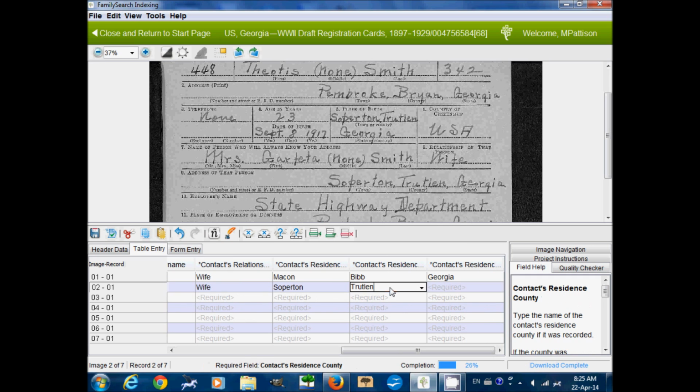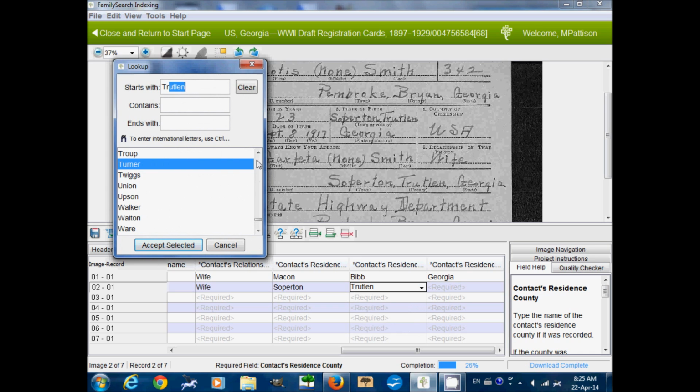Okay, the residence county, and I'm going to type in what it says here, Trutland, and now notice it turns red, which means that the system doesn't recognize it, and the system should recognize all of the Georgia counties. So let's go ahead and look it up and see what's happened. Why didn't it recognize it? And now we can see what the problem is. It was misspelled. So it should actually be spelled like this, with an EU.